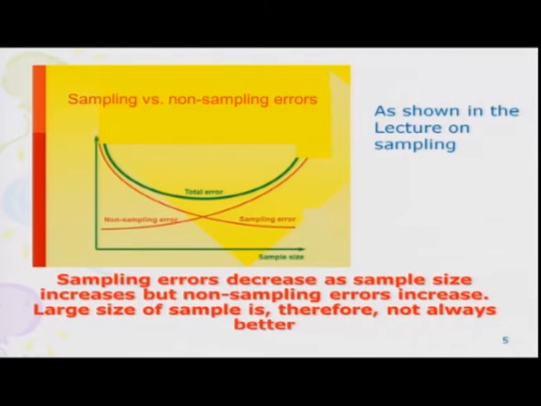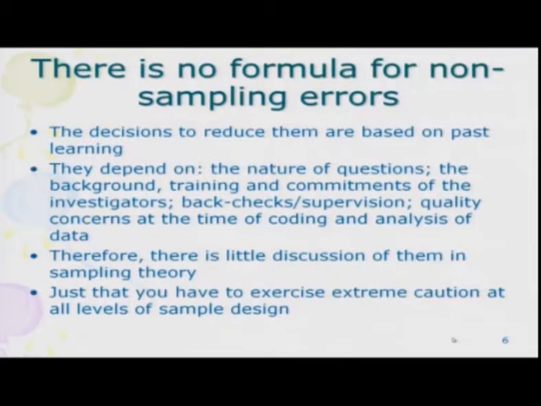So, as sample size increases, initially your error declines, but after reaching an optimum point, this is the optimum point, after that as sample size increases, total error in the results increases, and therefore, the sample size must be fixed at this point. So, larger is not always or necessarily better. There is no formula for non-sampling errors.